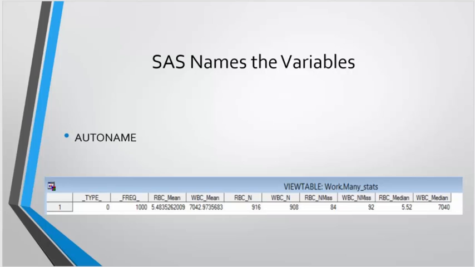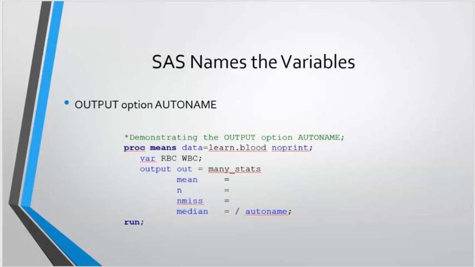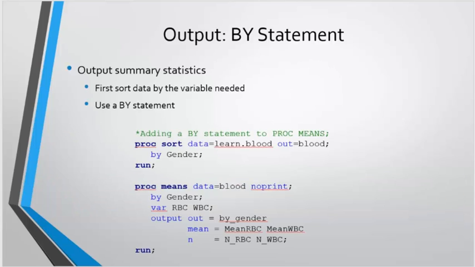Here you can see it picked the variables and put underscore the summary statistic name. Because AutoName is a statement option, it follows a slash in the output statement. It creates consistent and easy to understand variable names. Here it is, slash AutoName in the output statement after you specify which statistics you want.